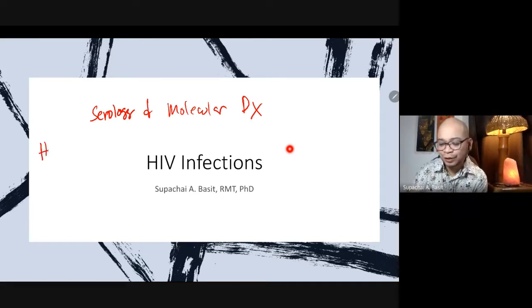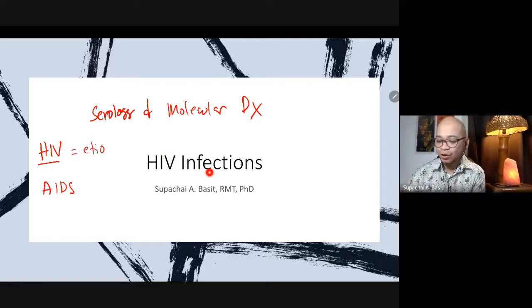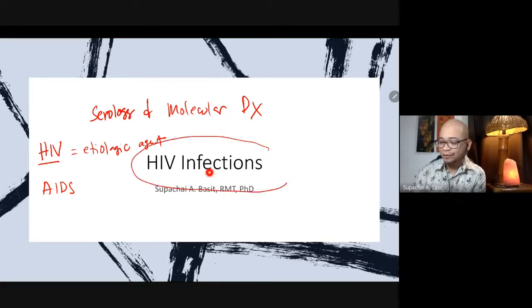So first, let us differentiate: what's the difference between HIV and AIDS? These two are entirely different, and it's very important that we're able to differentiate them. HIV, as we all know, stands for human immunodeficiency virus. HIV is an etiologic agent. And once the virus enters your body, you'll now have the HIV infection.